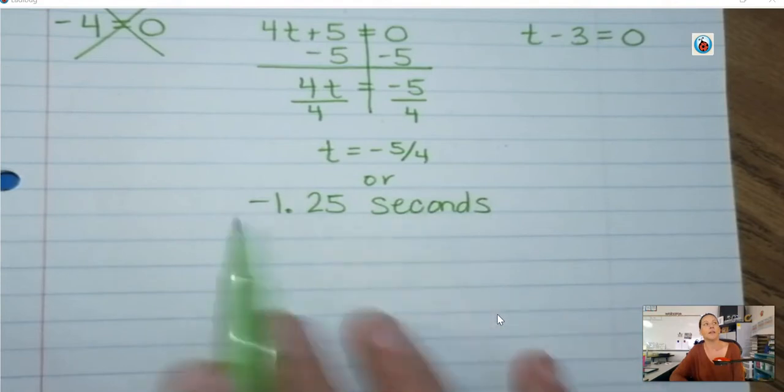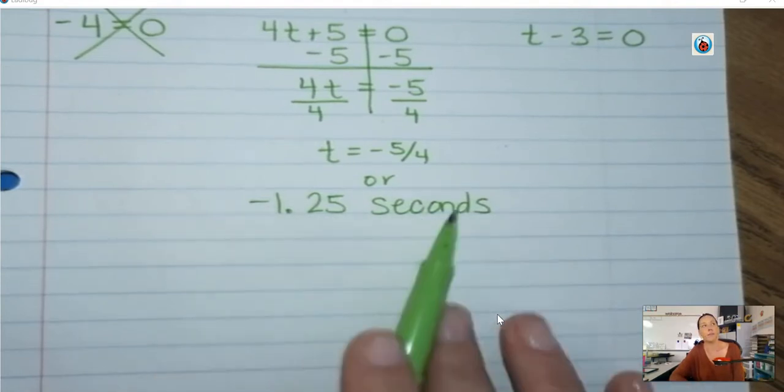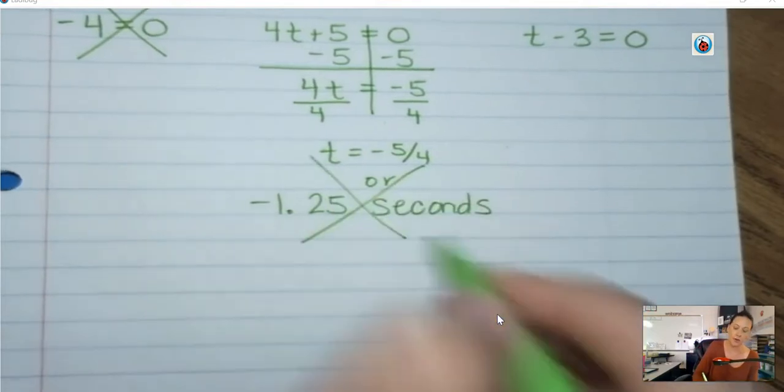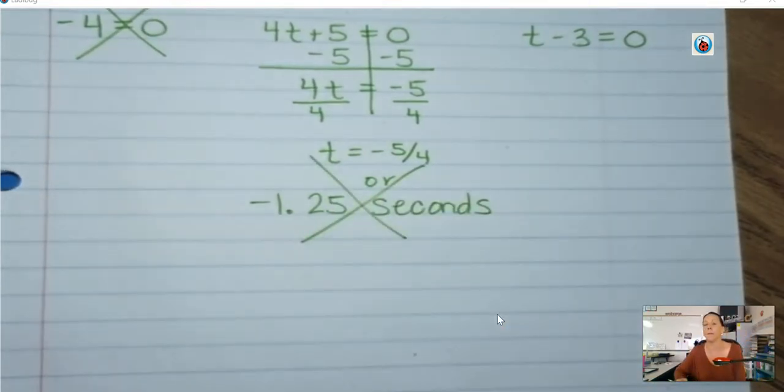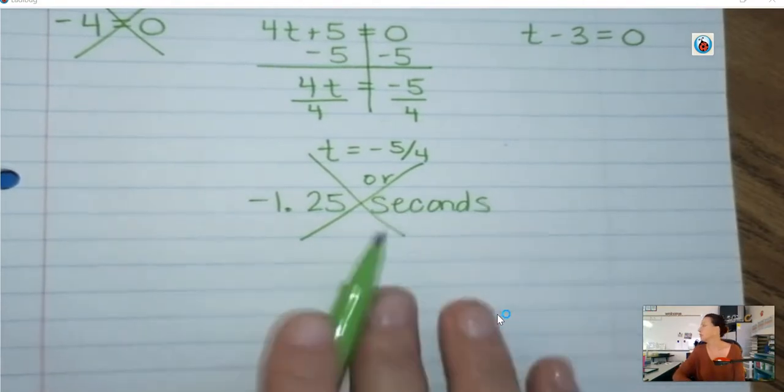Okay, does that make sense? Is it going to be negative time to dive into the pool? You're not going back in time. So this answer we're going to cross off because it doesn't make sense. If you're diving off the diving board, it's not going to take negative time to hit the water. So just cross that one off.